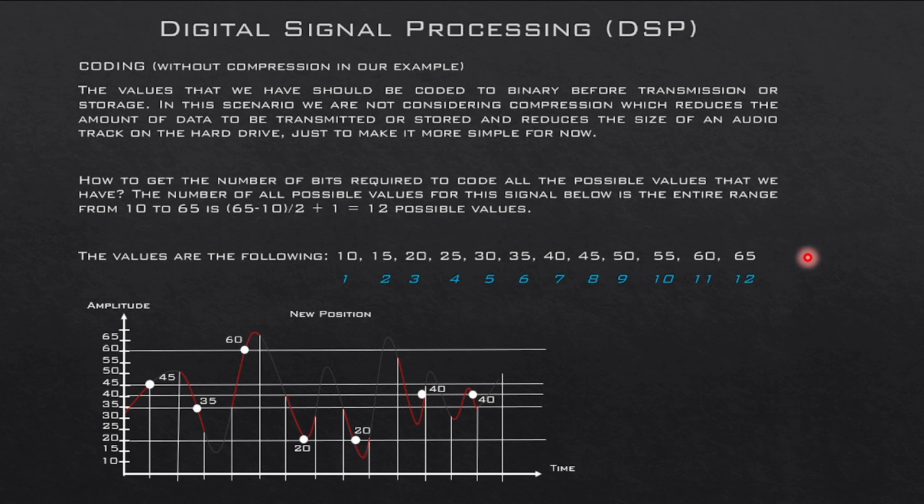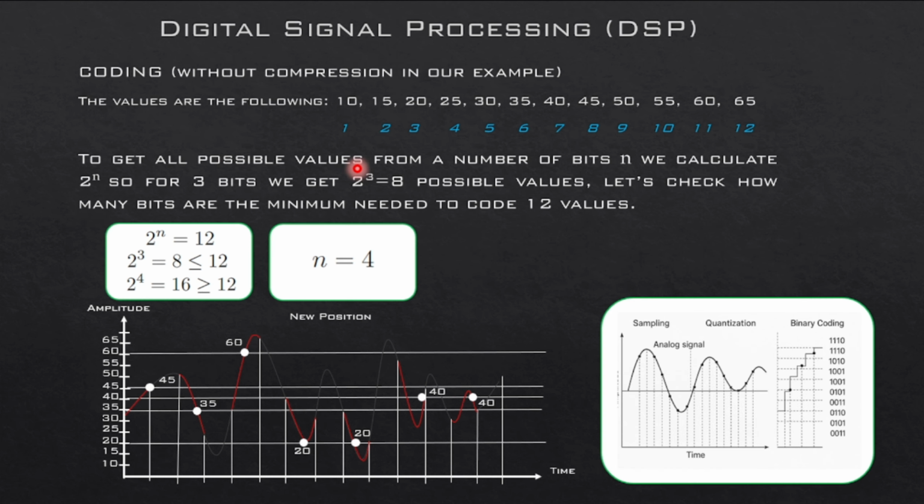So how many bits do we need to code 12 possible values? To get all the possible values from a number of bits n, we calculate 2 to the power of n. So, for example, for 3 bits, how many combinations can we get? It would be 2 to the power of 3, which is 8 possible values.